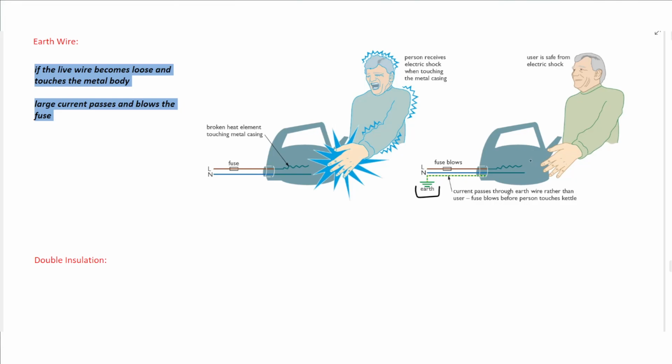So the current will have two options: to move through the person or the user, or to move through the earth wire. The resistance of the earth wire is much less than the resistance of the user, so the current flows through the earth wire. And since the resistance is very low, there will be a large current that passes through the earth wire and the fuse, so the fuse will blow. So it will prevent electrocution.